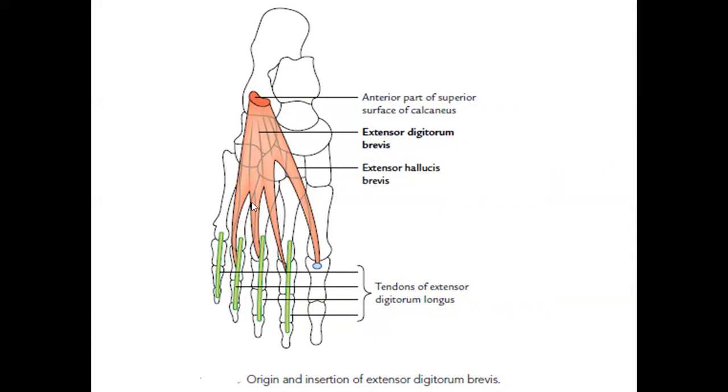Then it divides into four tendons for the medial four toes. The medial most tendon अलग निकलता है and it is inserted into the base of the proximal phalanx, whereas the rest of the lateral three tendons, they go and they join the lateral side of the tendon of extensor digitorum longus muscle, जो कि जाके second, third और fourth. ठीक है. ये ग्रीन जो है ये एक्सटेंसर डिजिटोरम लॉन्गस का टेंडन है जिसका इंसर्शन हम लोग देख चुके हैं. तो ये जाके लेटरल साइड पे लगता है.